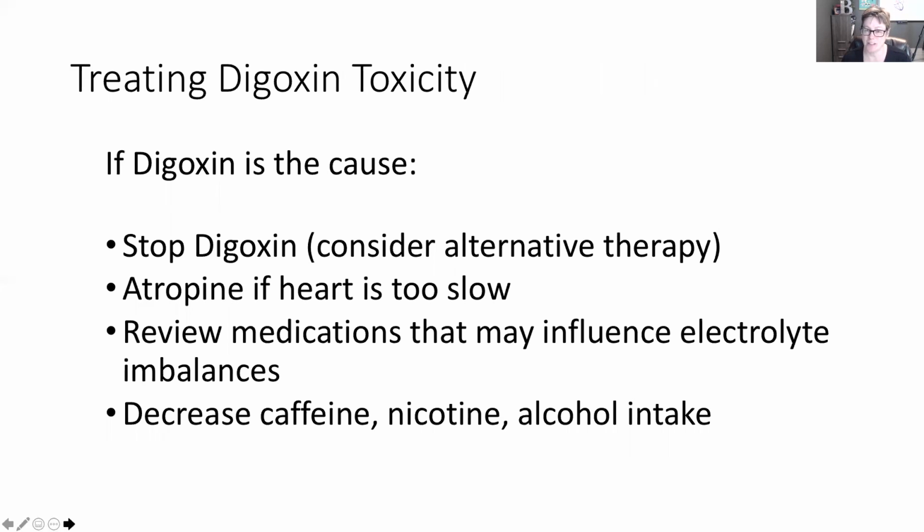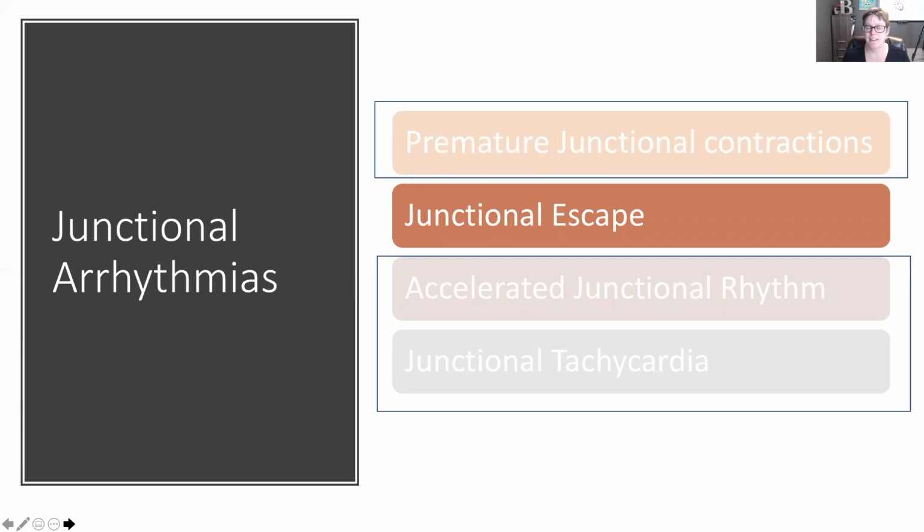Treating digoxin toxicity, first of all, we need to recognize it. So we want to stop that digoxin, and we want to give digibind if it's available. That will bind the digoxin that's in the system and decrease its availability to cells. Of course, we want to be reviewing medications and electrolytes. We may need to supplement with that, and look at our caffeine, alcohol, or nicotine intake to see if that might be the cause that's increasing the digoxin effect. In the next section, we're going to be looking at junctional escape arrhythmias.